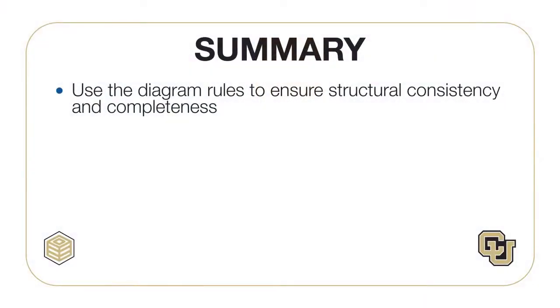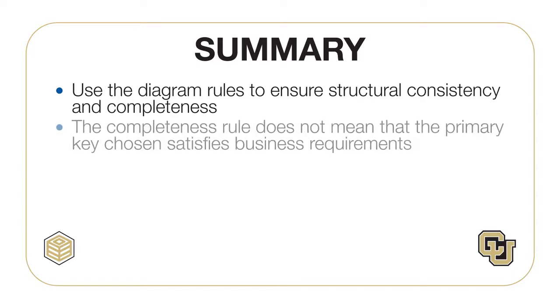Now, in answer to the opening question about the limits of the primary key rule, diagram rules provide simple checks for completeness and consistency. Diagram rules serve a purpose similar to syntax rules for a computer language. The absence of syntax errors does not mean that a computer program performs its tasks correctly. Likewise, the absence of notational errors does not mean that an ERD provides an adequate data representation. For primary keys, the completeness rule does not mean that the primary key chosen satisfies business requirements.